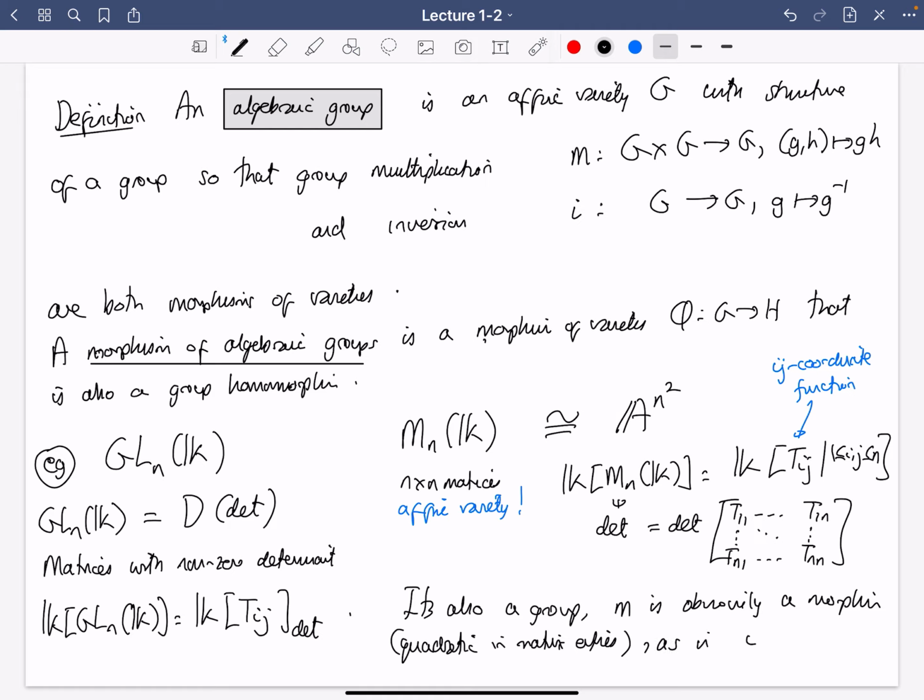And a little bit harder to see, but the inversion map is also a polynomial function. If you think about the formula for the inverse of a matrix, where you do the ji cofactor and then you divide by determinant, those cofactors are n minus 1 by n minus 1 determinants, so they're polynomials in the matrix entries. And dividing by determinant is allowed because we've localized at 1 over determinant. It is a regular function on GLN. Okay, so that's the algebraic group GLN.